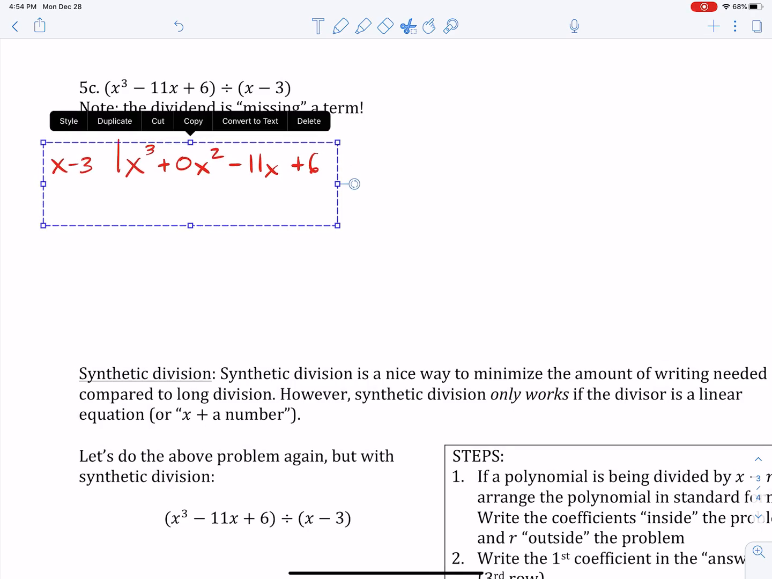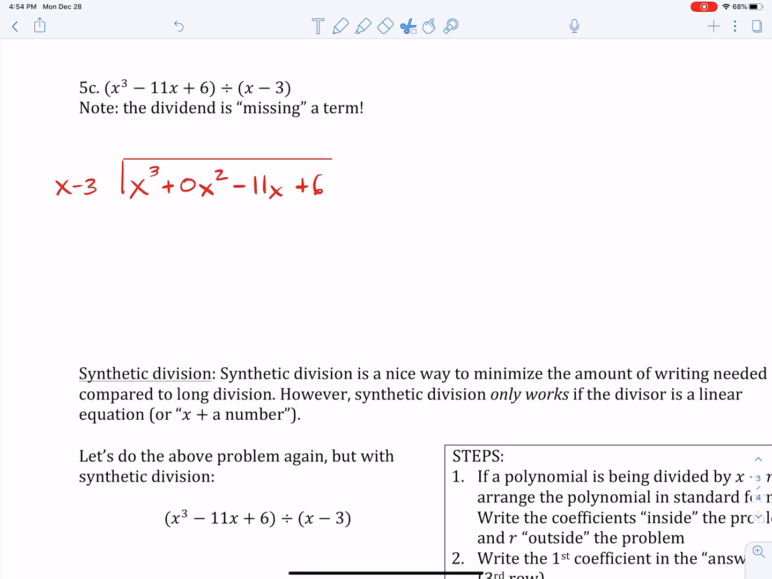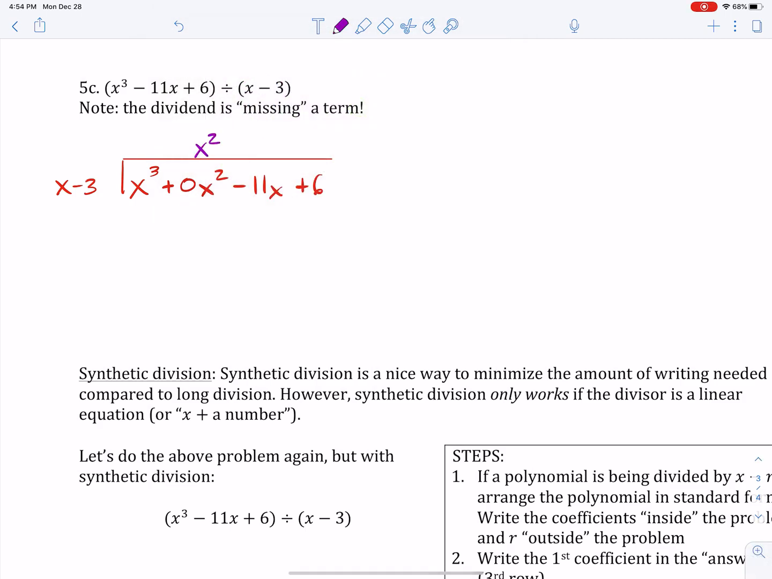And so this is what I was talking about with the problem above. You're going to have to add in the 0 in there. It doesn't change anything that we do. So the first step is to divide x to the 3rd power divided by x just gives me, let's do purple again, that just gives me x squared. Now we multiply. That would give me x to the 3rd minus 3x squared. We're going to minus that. That gives me 0 minus 3x squared. I'm going to bring down my negative 11x.